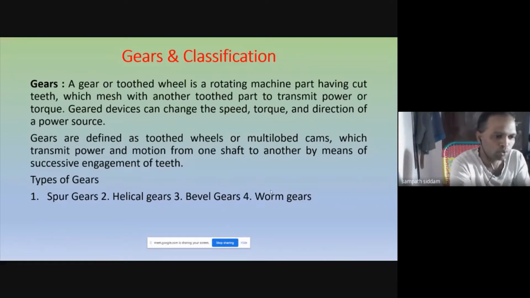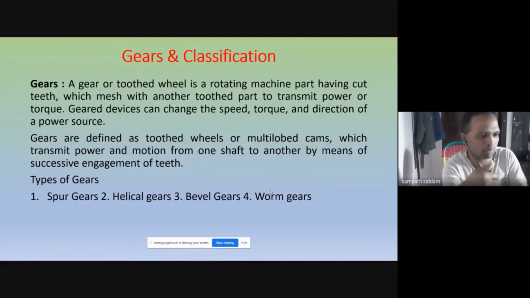If you go through any of your automobiles, generally if you observe, when you are transferring power from one end to the other, from the engine which has produced the power to your rear wheels, in between there is a clutch and gearbox.